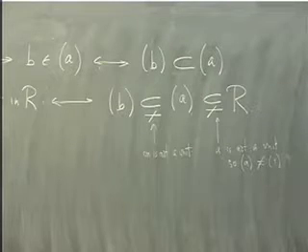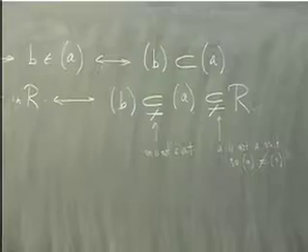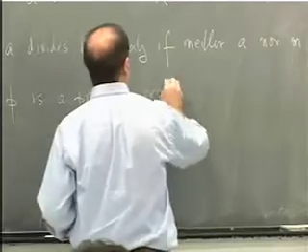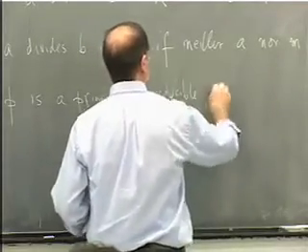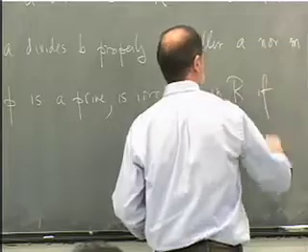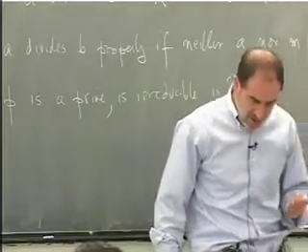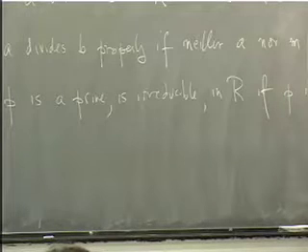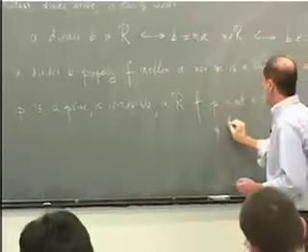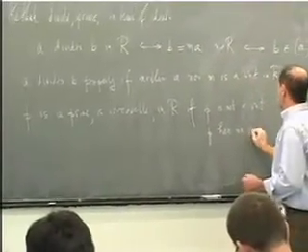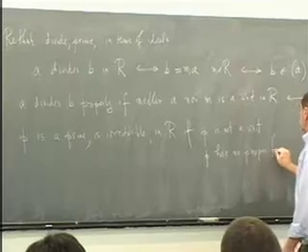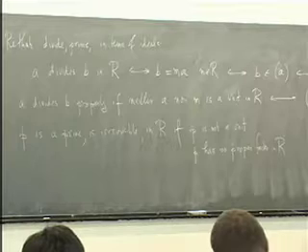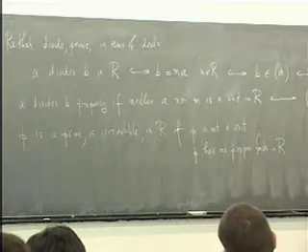And finally, we say that P is a prime, or sometimes it's said to be irreducible if you're talking about polynomials, in R, if it's not a unit and it has no proper factor. If P is not a unit, P has no proper factor in R. Well, that's our notion of a prime number. Now let's re-express that in terms of ideals.